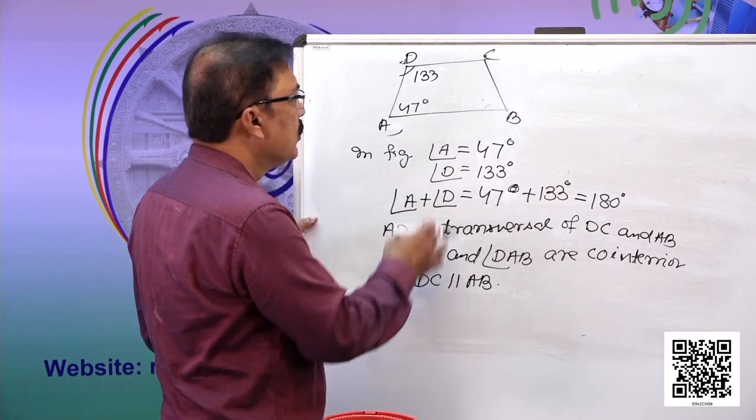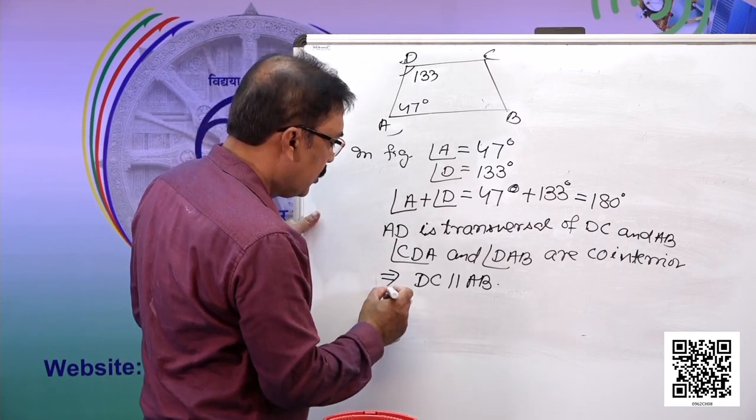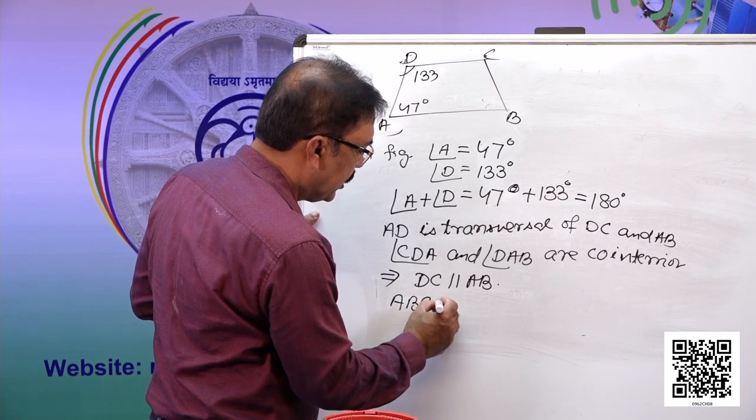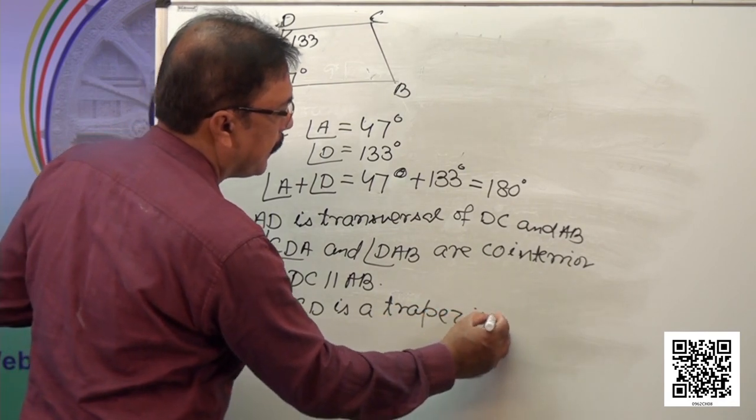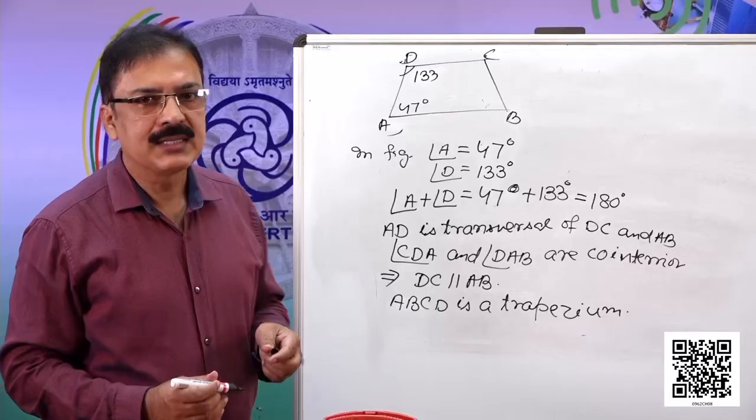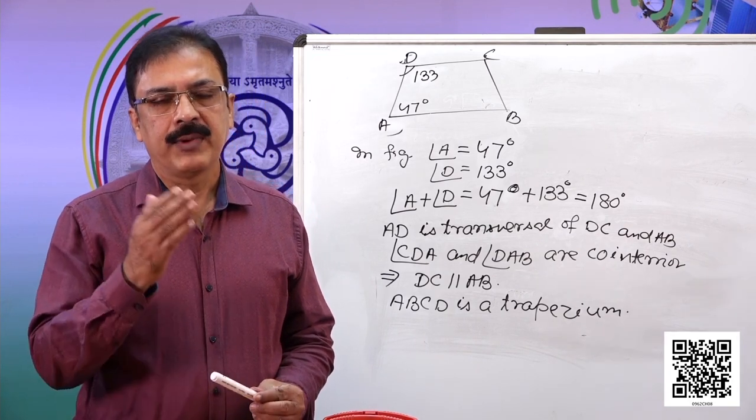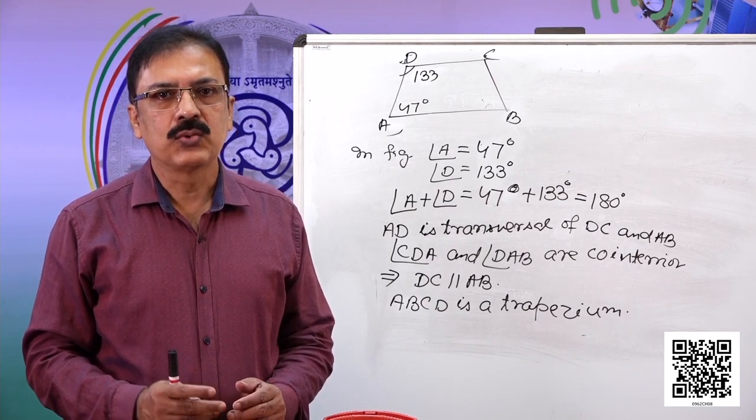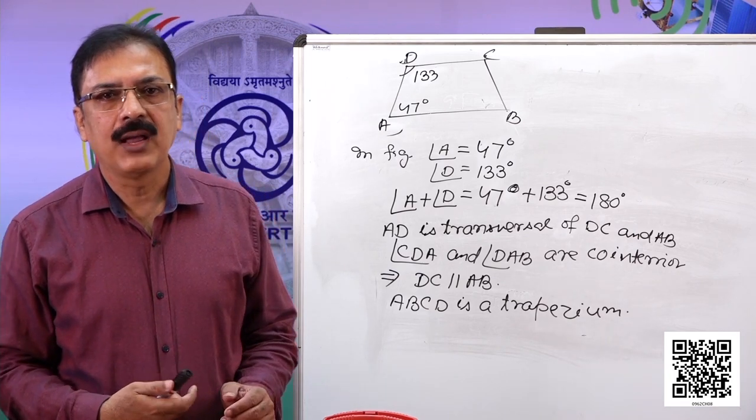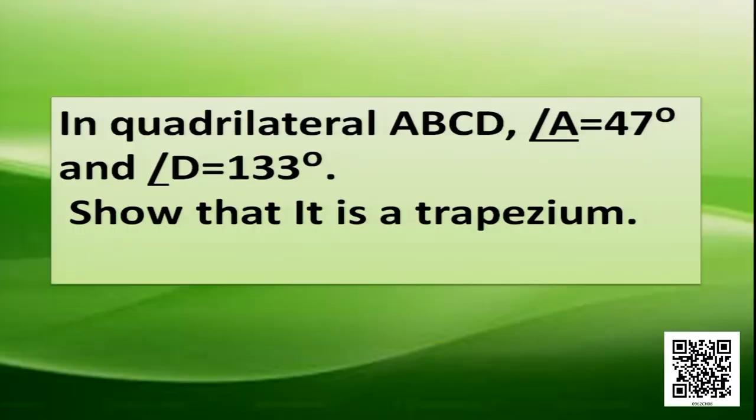In a quadrilateral, one pair of opposite sides are parallel. So, ABCD is a trapezium. So, in this figure, two angles form co-interior angles and are supplementary, so two sides are parallel. As two opposite sides of a quadrilateral are parallel, the quadrilateral is a trapezium by the definition of trapezium.